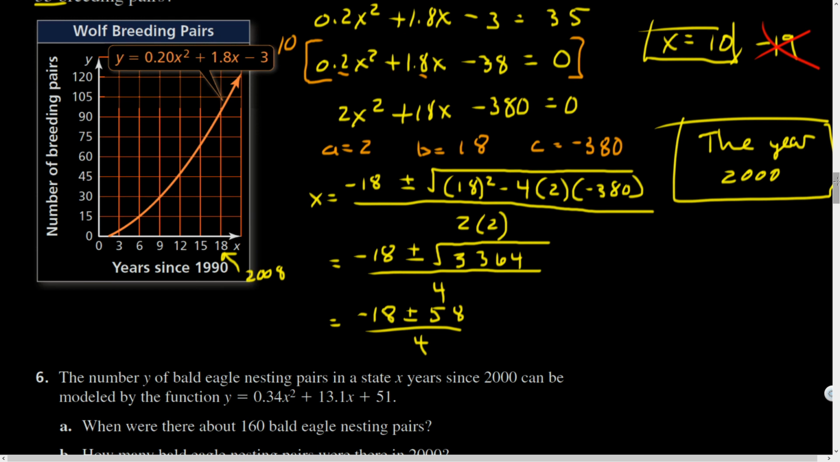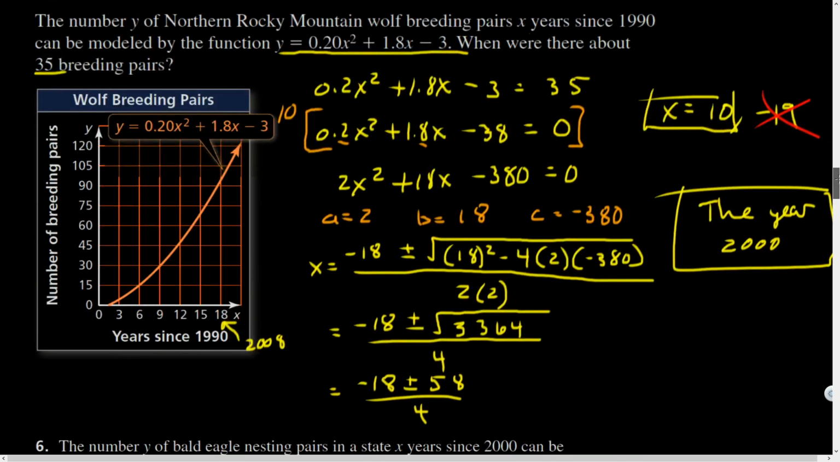All right, and so if you have a function and you know an output and you're trying to figure out what input would give that to you, you can figure that out. Also, graphically speaking, 35 would have been about here. And then if I traced that down, I can see that graphically x equals 10 makes sense as well.